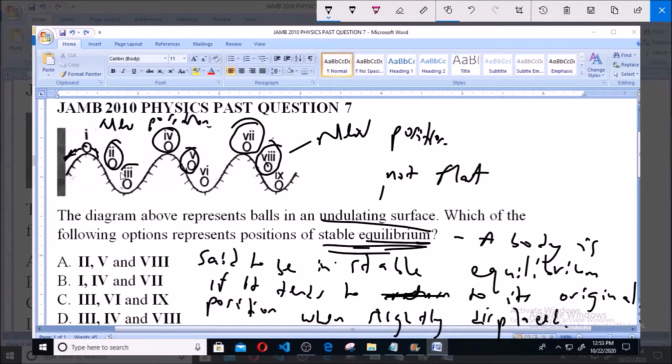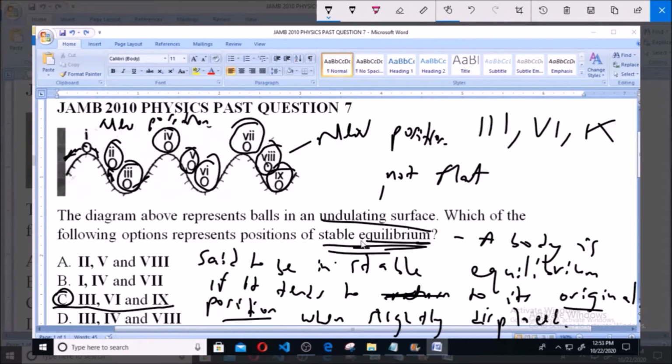But ball 3, ball 6 and ball 9, what will happen is that when they are displaced slightly, either this way or this way, okay, because of the shape of the surface, they will come back to their original position. They will return, okay, to their original position when displaced. So 3, 6 and 9 is option C. So option C is the correct answer to this question.